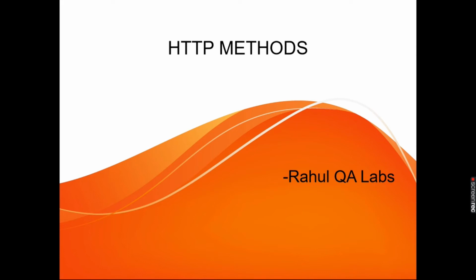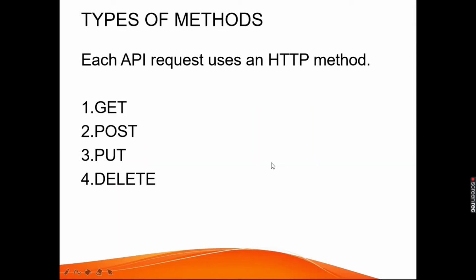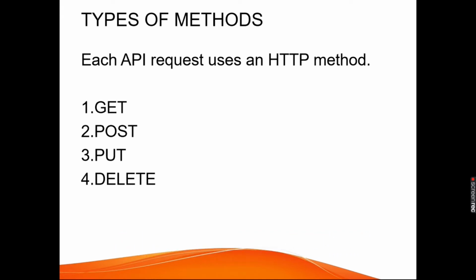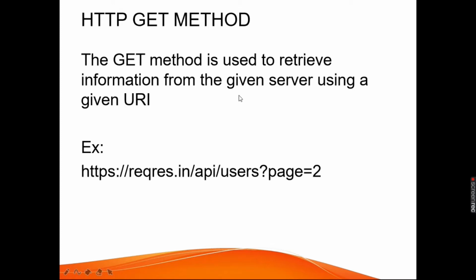So in today's tutorial, we will be learning about the different HTTP methods that we can use in Postman. So let's start. Okay, so there are different types of methods available. Each API request uses an HTTP method. Here we can see these are the four basic and frequently used methods. The first one is the GET method, second is POST, third is PUT, and fourth is DELETE. So let's see what is GET.